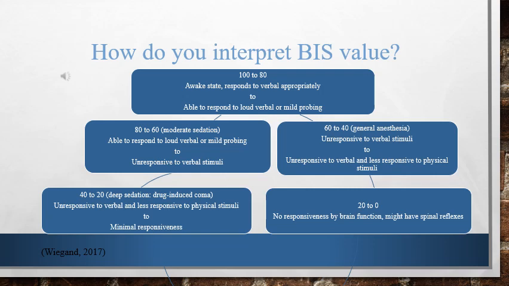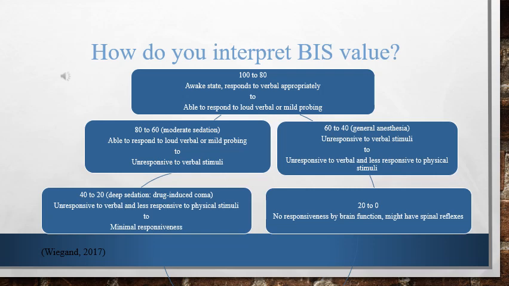Now, the next one after that, right there to the side, is 60 to 40. This is considered general anesthesia. This is what general anesthesia wants, and these are the numbers that we're seeing at North Florida on our MAR for titrating our BIS value. If they're at 60, they're unresponsive to verbal stimuli. And as they get closer to 40, they're unresponsive to verbal and less responsive to physical stimuli. They may not respond to pain as much. They're going to be less and less responsive to deep stimuli.